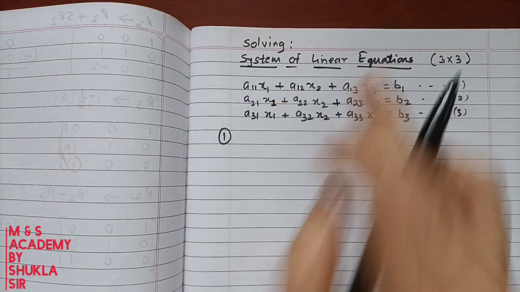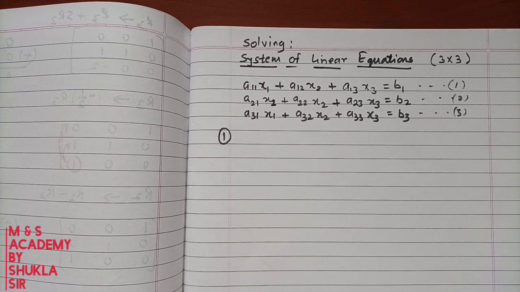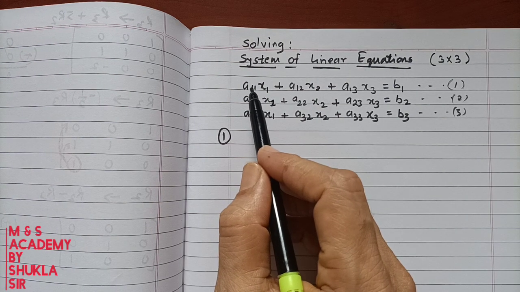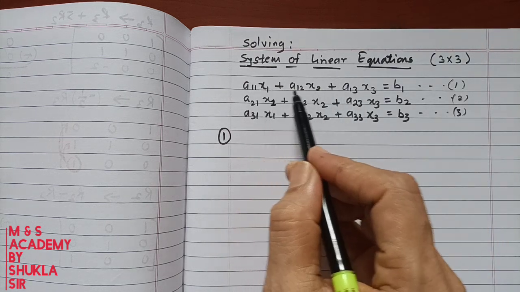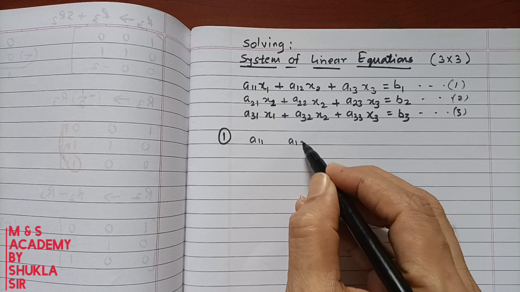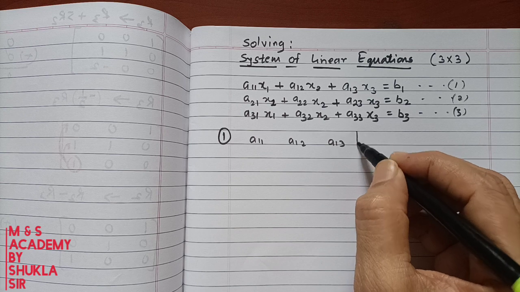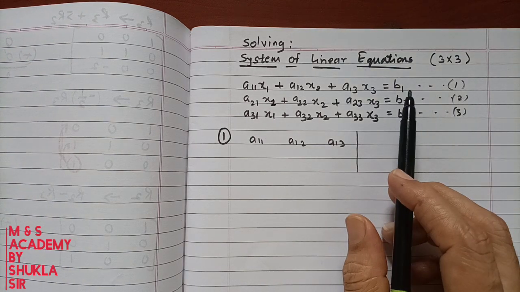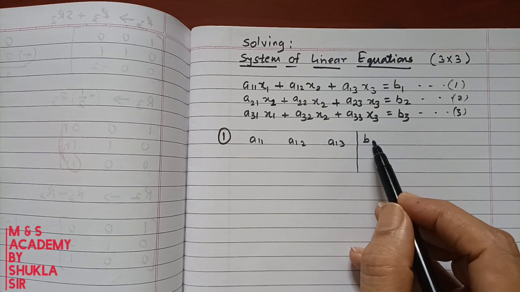So in solving the system of linear equations, our first step is to write the given system as an augmented matrix. It is very simple. Write the coefficients of the variables first, say a11, a12, a13, and draw a dotted line or just a line and write down the constant to the right of this line, say v1.